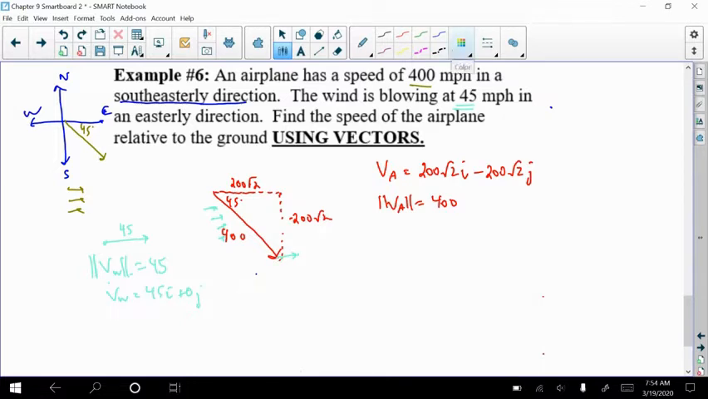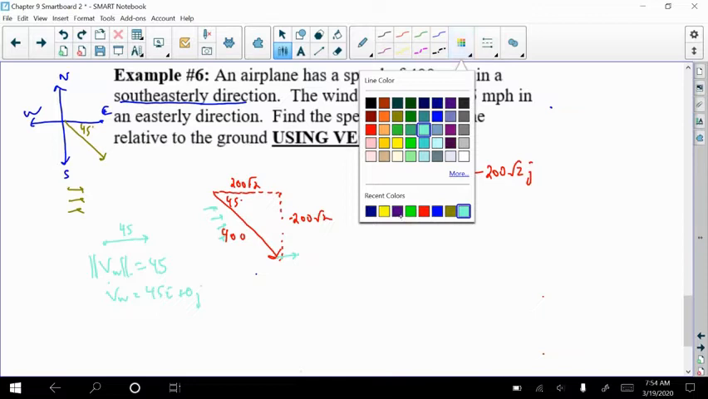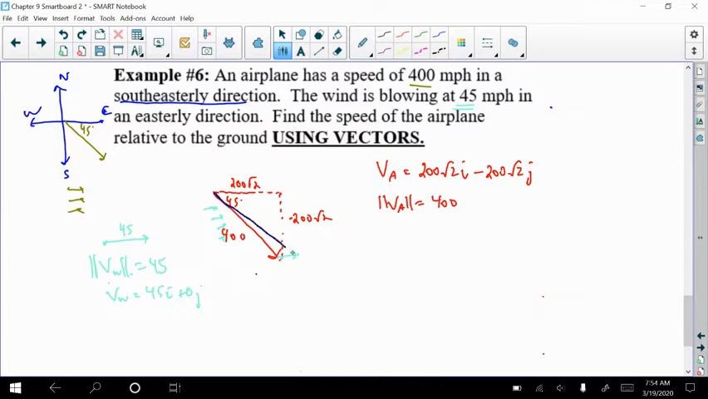So the plane's actually going to end up over here. It's going to just by a little bit. Okay. So if I could find the magnitude of this vector, that's going to give me the speed of the plane relative to the ground.